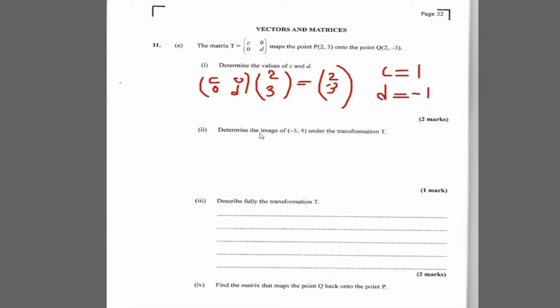So it says determine the image of (-5, 4). The image of (-5, 4) under the transformation T will just be, I'm going to keep the same x value, -5, but then it won't be 4, it will be -4. So that will be the image of this under the transformation T.